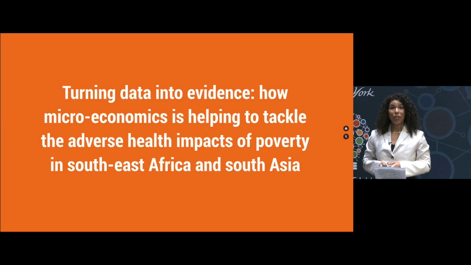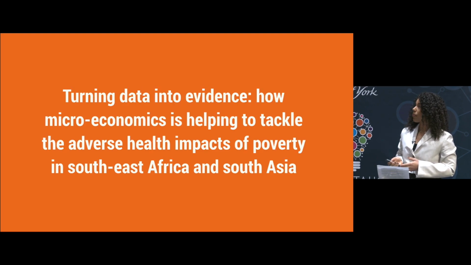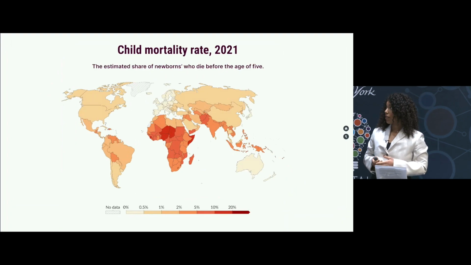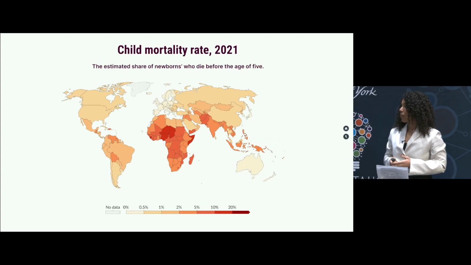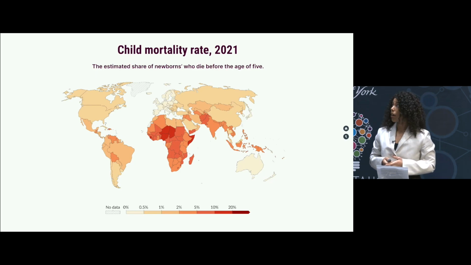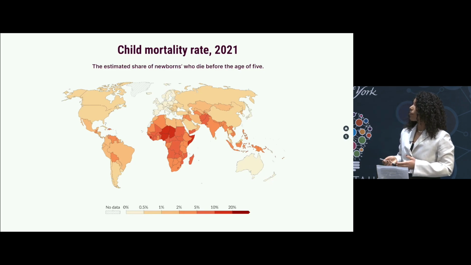I am delighted to talk about how research in health economics can help to improve health in sub-Saharan Africa and South Asia. It is a well-known fact that poorer countries have poor health outcomes, and low and middle-income countries bear the highest burden of disease and mortality globally. We can see this from this map, showing the rate of child mortality per country, as the low-income countries in sub-Saharan Africa and South Asia have the highest rate of child mortality, children not reaching age 5.